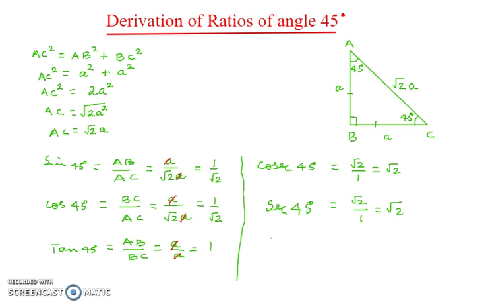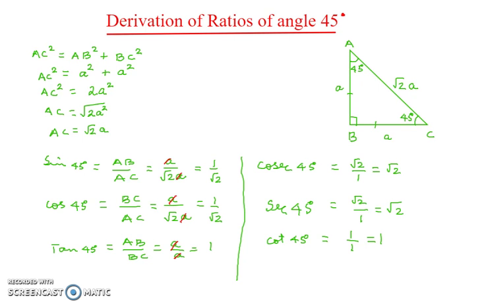Same way, reciprocal of tan 45 degree can be written as cot of 45 degree, that is 1 upon 1 or simply just 1. So what it says is that sine 45 degree is 1 upon root 2, cos 45 is 1 upon root 2, tan 45 is 1, cosec of 45 is root 2, secant of 45 is root 2 and cot 45 is 1. I hope you can understand these values.